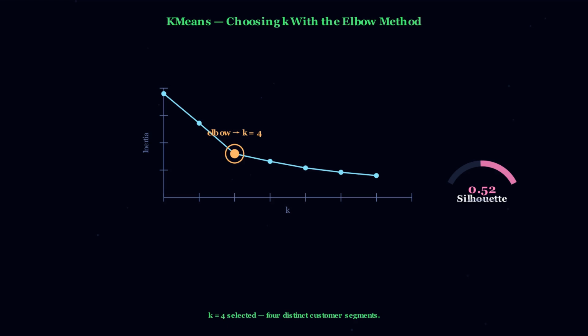For customer segments, confirm with silhouette score, which measures how similar each point is to its own cluster versus other clusters. Set random state for reproducibility. Run K-means with n_clusters equals 4 on your PCA reduced data. Each customer now has a cluster label, 0, 1, 2, or 3.